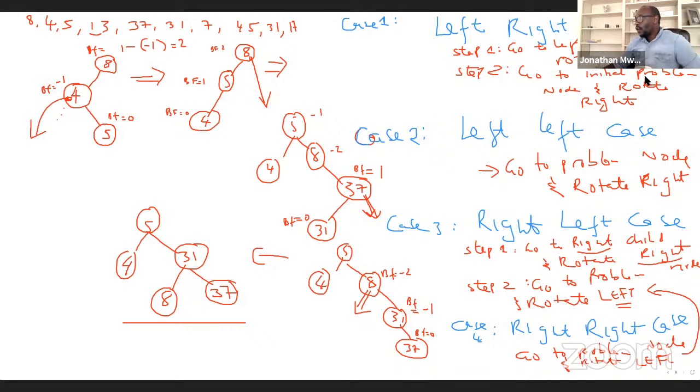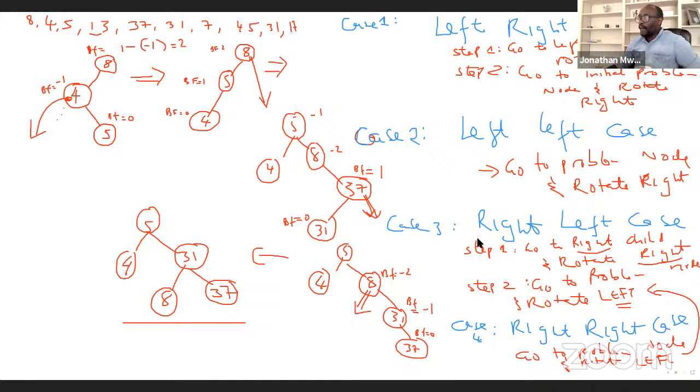So these are the only problem cases that you have. There are 4 of them. Case 1, left-right case. If you encounter this, you go to the left child and rotate the child left. Where did we get that problem? So we have left and then right. So we went to the left child and rotated. So we have left-right case, left-left case, right-left case, and right-right case.